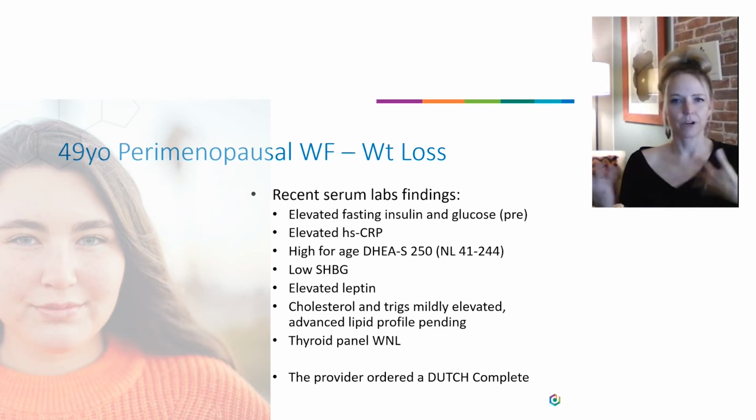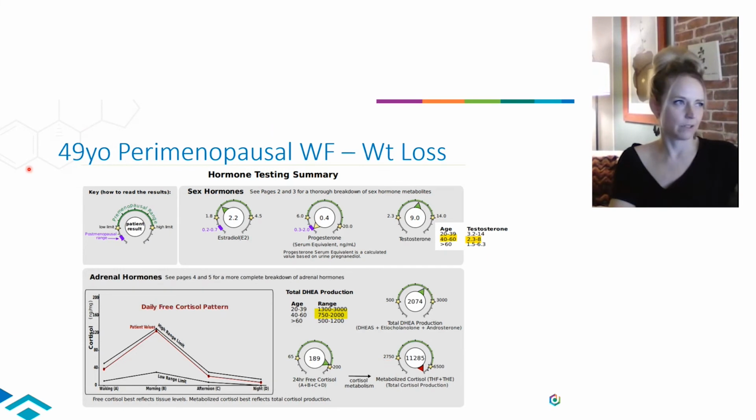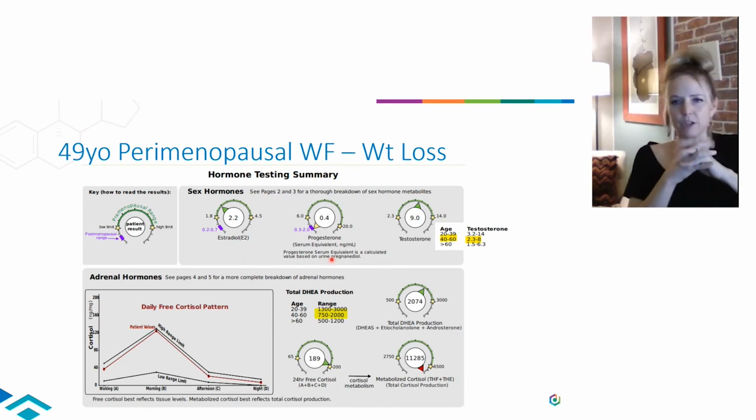And so this provider ordered a Dutch Complete. And this is what it looked like. Page 1 of the Dutch Complete report is basically a summary page. So we're looking at levels of everything. Levels of estradiol, levels of progesterone, levels of testosterone, and we get a preview of cortisol metabolism. For this patient, we see already that she has a relative estrogen dominance, right? Relative estrogen dominance. I wonder if I have a little visual here. Do I?